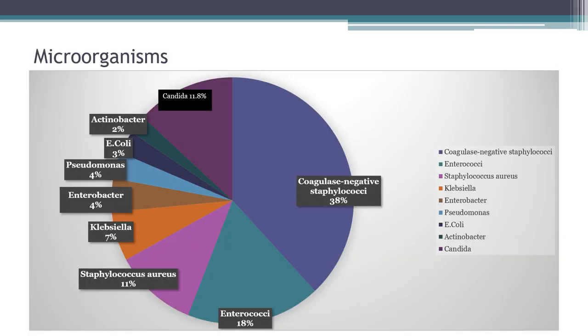Moving on to the epidemiology, the most common microorganisms are coagulase negative staphylococci, which occur in around 38% of CLABSI. Enterococci, Staphylococcus aureus, amongst other organisms, can also be causes of CLABSI. Fungal infections, specifically candidal infections, account for around 12%.